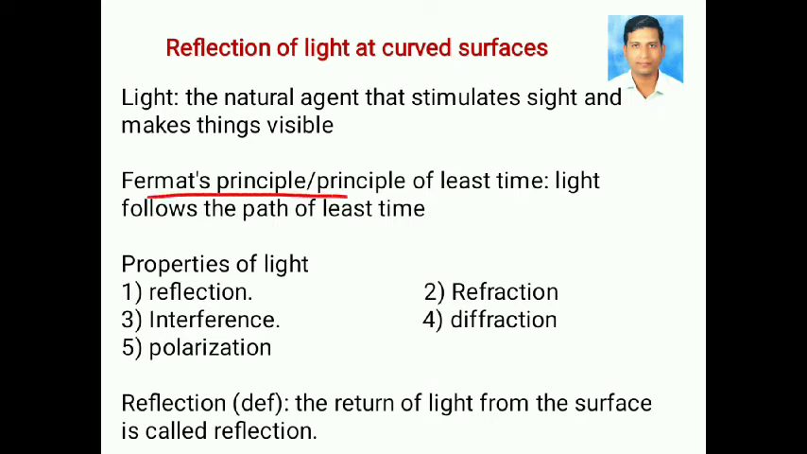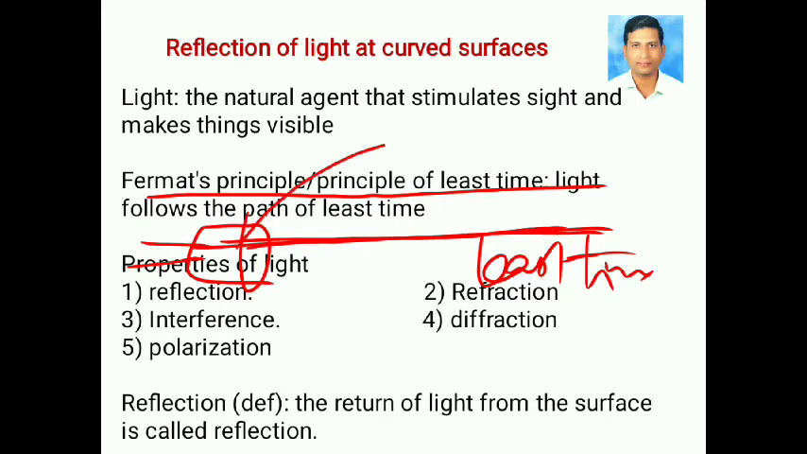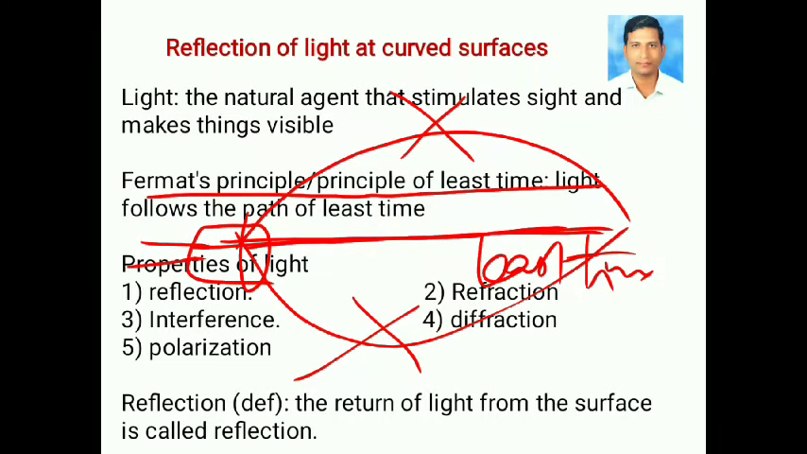Fermat's principle, or principle of least time. Light follows the path of least time. Suppose this is a torchlight, and the light will select those paths which will take least time. It will not follow like this, it will not follow like this. Light will always select those paths which will take least time.